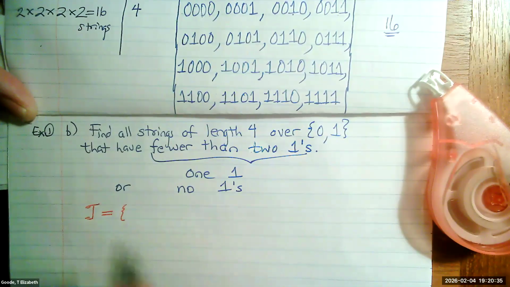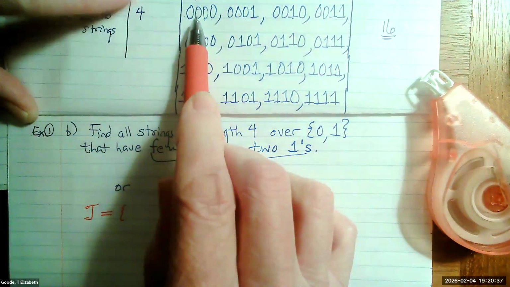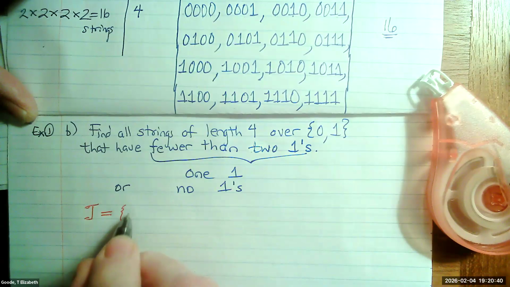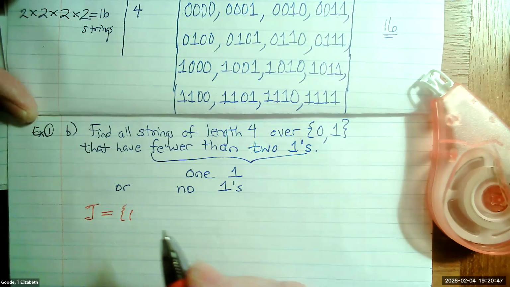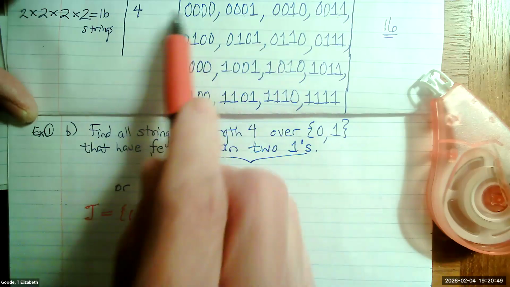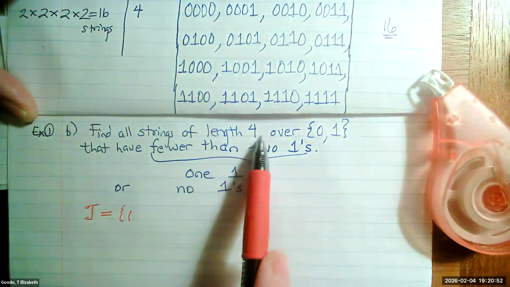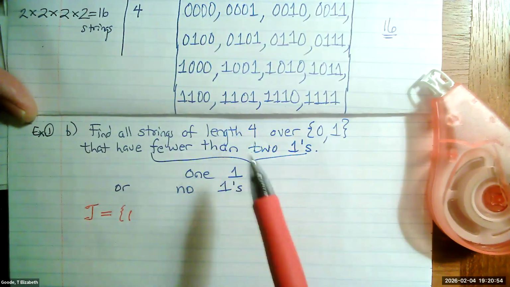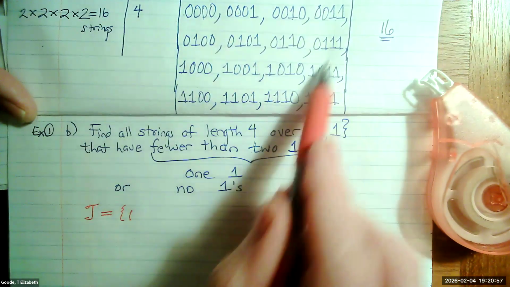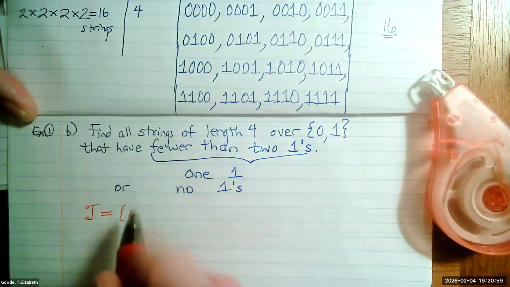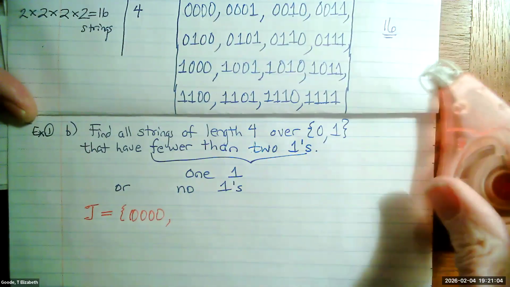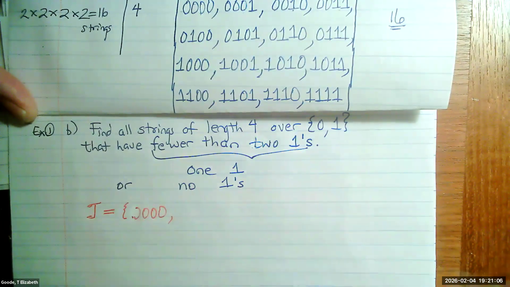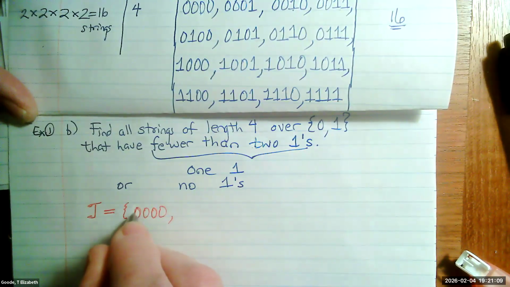All right, we want fewer than two ones. Well, what's going to go in there? We're going to put 001. 001 is a length 3 string. We want to draw from the length 4 strings. We're going to draw 0000. It has no ones, and it's the only string that has no ones. So this is it for that.